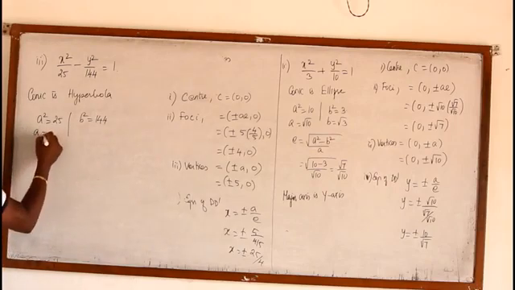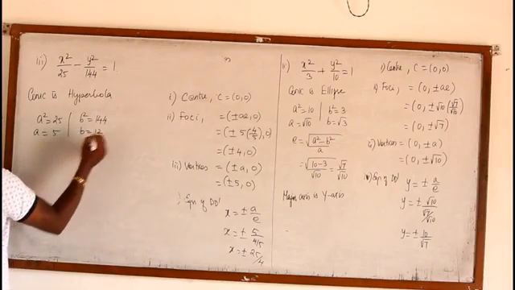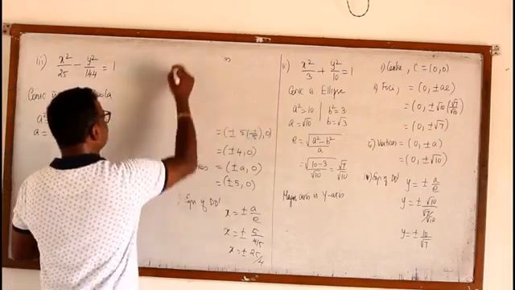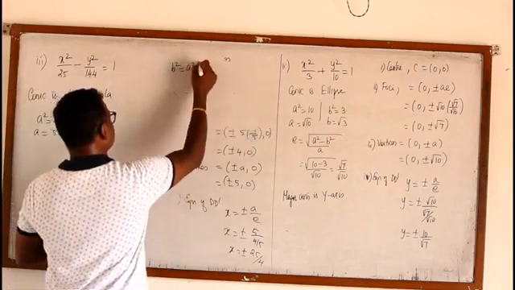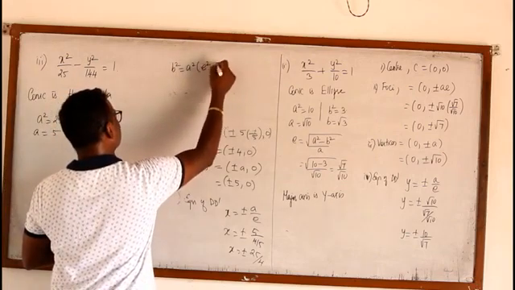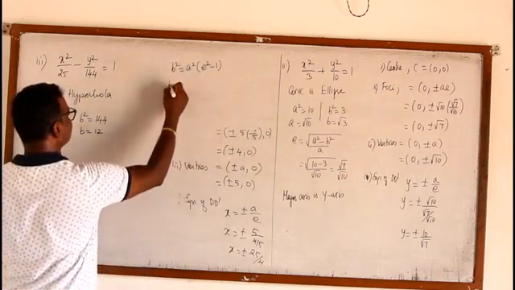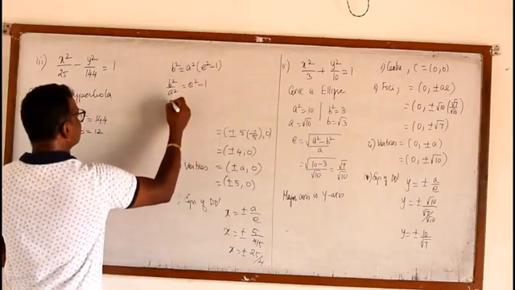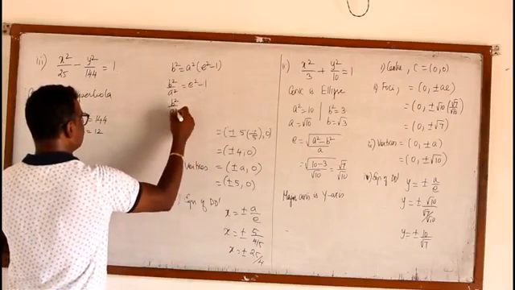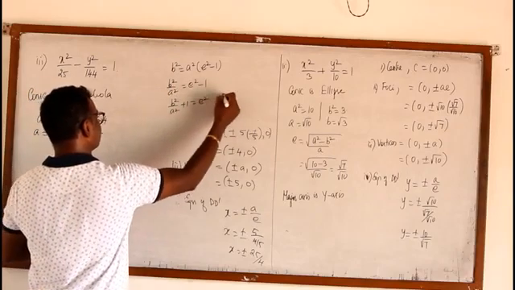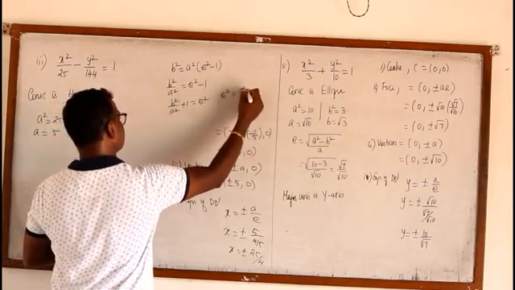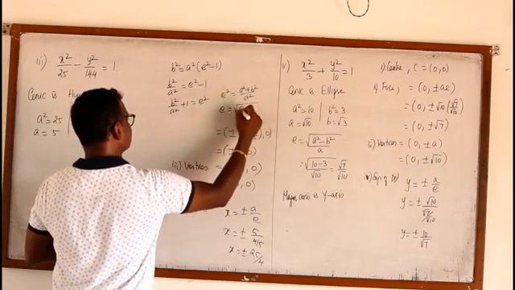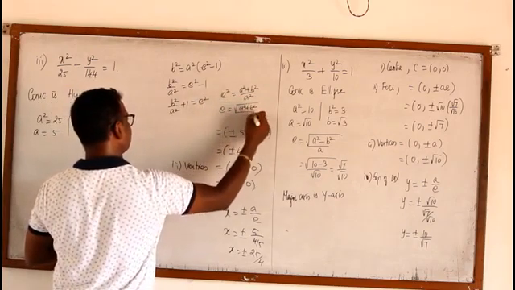So here a is 5, b is 12. And you know, that b square equal to a square into e square minus 1 for hyperbola. So it is b square by a square is e square minus 1. So b square by a square plus 1 equal to e square. So e square is a square plus b square by a square. So e can be written as root of a square plus b square by a.